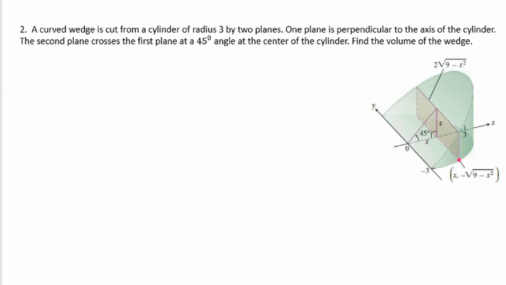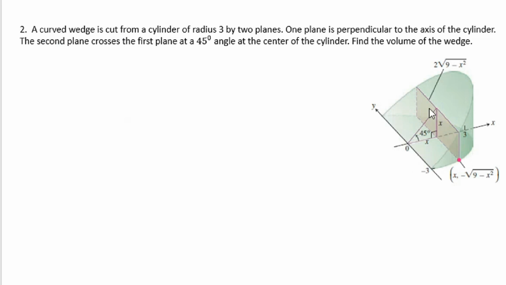Number two, a curved wedge is cut from a cylinder of radius 3 by two planes. One plane is perpendicular to the axis of the cylinder, and the second plane crosses the first plane at a 45 degree angle at the center of the cylinder. Find the volume of the wedge. First, we're going to draw the wedge and sketch a typical cross section perpendicular to the x-axis. Kindly just refer to the figure below.